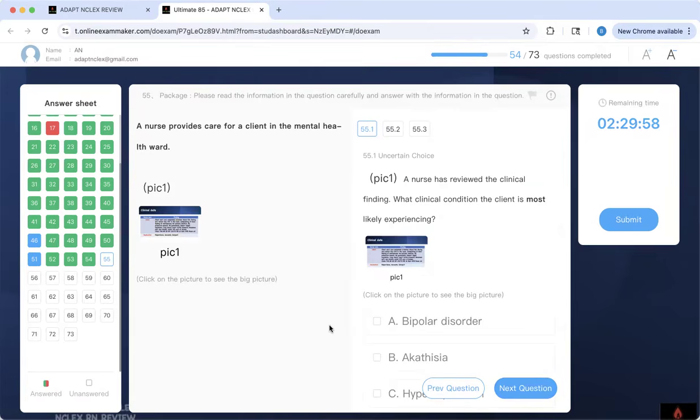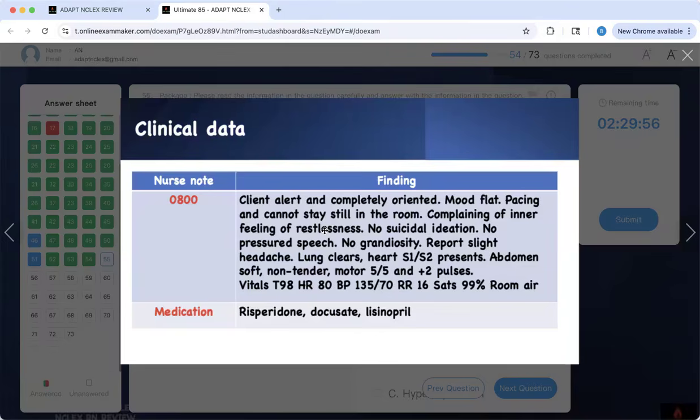Another case study. Are you ready? I know you got it. Client is alert, completely oriented. Mood is flat. He's pacing and cannot stay still. What is the problem? He's complaining of what? Inner feeling of restlessness. That's the buzzword. He has no suicide, no pressure speech, no grandiosity. He reports slight headache. His lungs are clear. S1, S2 present. Abdomen, everything is fine.